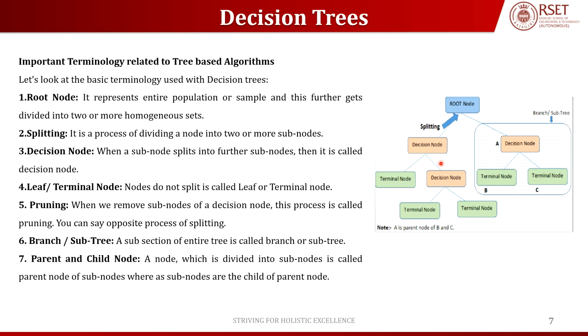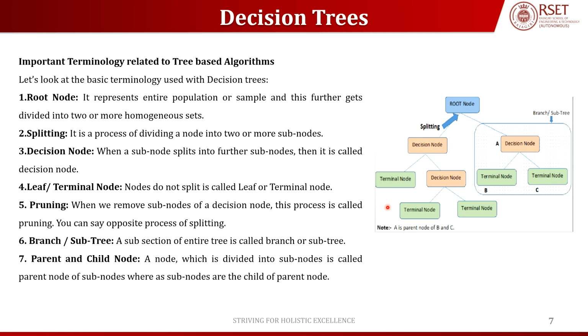Leaf or terminal node: these are the nodes that don't split any further. They represent the final outcome or decision. And pruning: just like trimming a tree in real life, pruning means removing unnecessary branches or sub nodes from a decision node. It's basically the opposite of splitting and it helps keep the model simple.